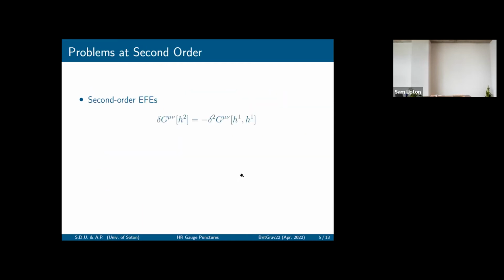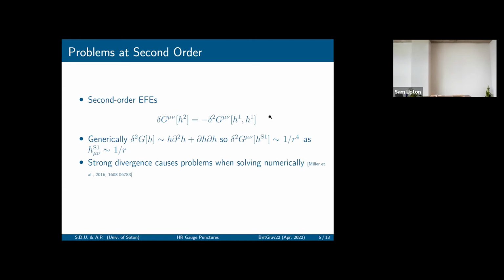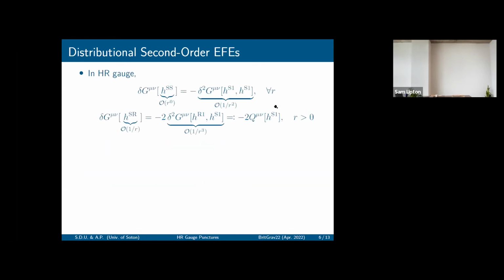So how do these problems at second order manifest? Well, the second order Einstein field equations have this form, and the quadratic Einstein tensor has this form: h times the second derivative of h plus a derivative of h squared. So if hS1 goes like 1 over r, that means that d2g will go like 1 over r to the 4. This causes huge problems when trying to solve numerically because of the strong divergence. And as I've stated before, it's ill-defined on any domain that includes the world line of the small object.